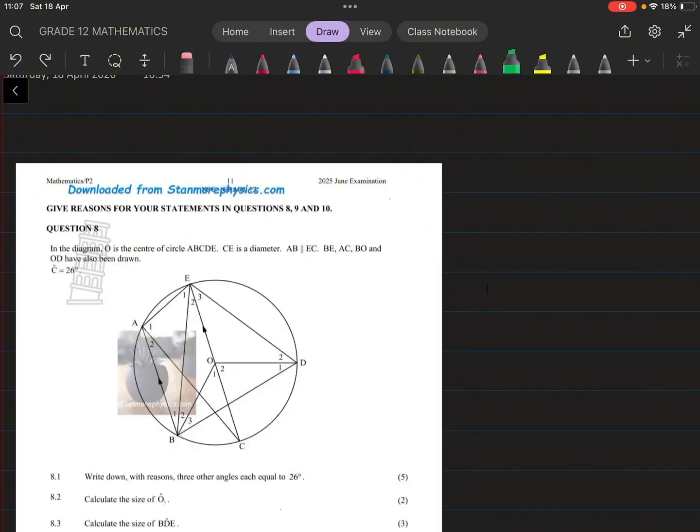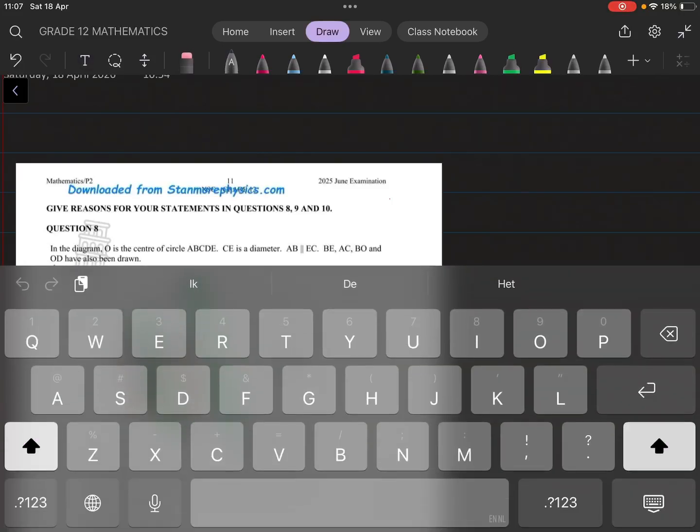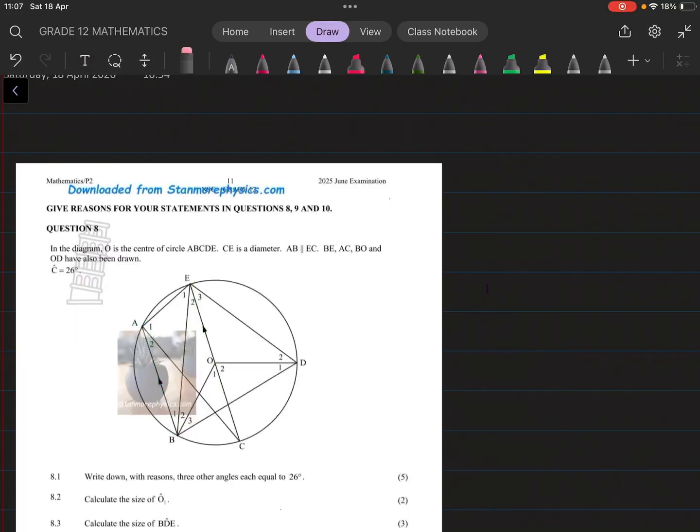And then again AB is parallel to EC. We have AB, which is parallel to EC, and those are our parallel lines, right? Okay, and then OD is also drawn. And then also we have angle C, which is 26 degrees. So we have our angle C here, which is 26 degrees.